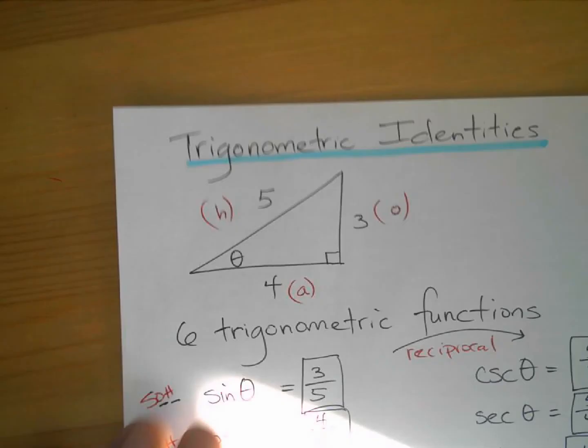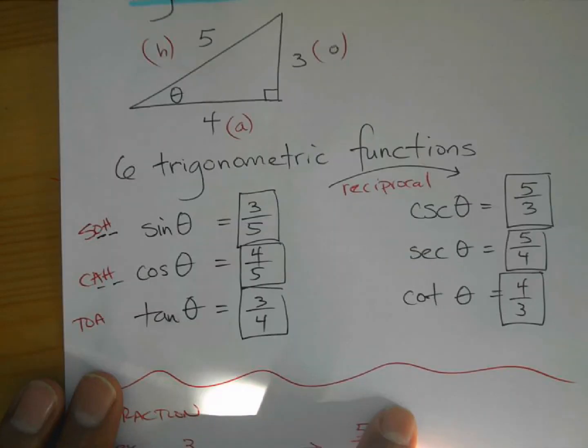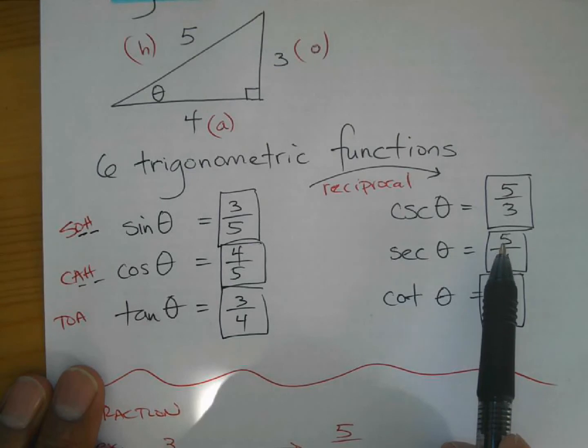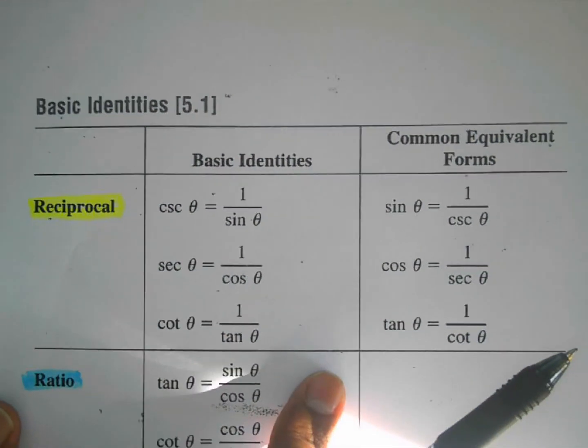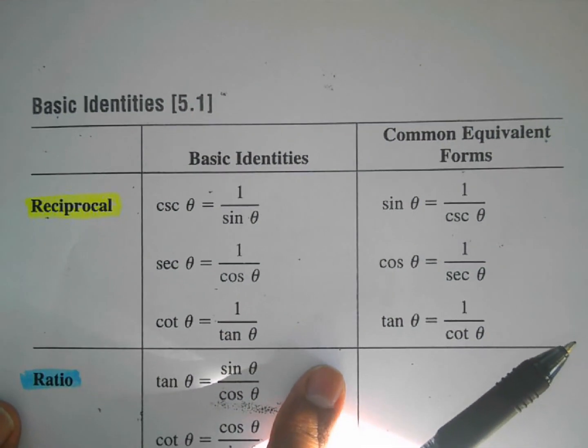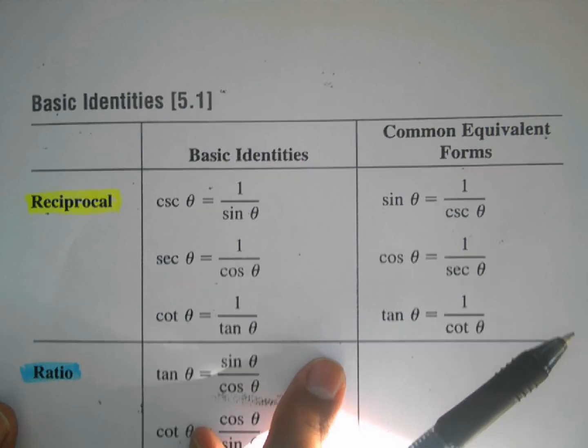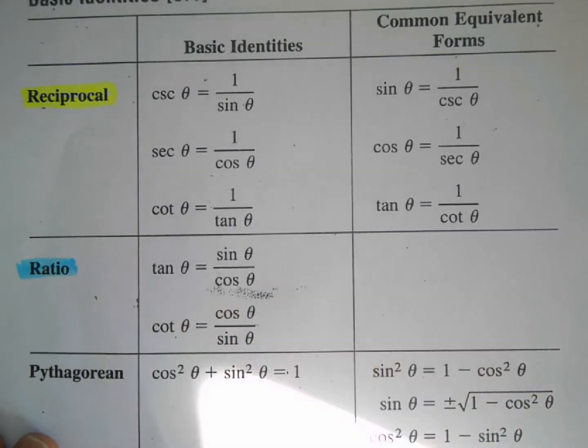We already know how to do it. We already know this is 3 over 5. Well, this is 5 over 3. But that's what these are talking about. Okay, we'll see some examples in the notes in the next video.